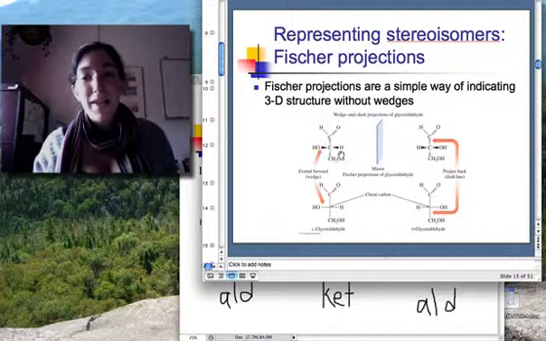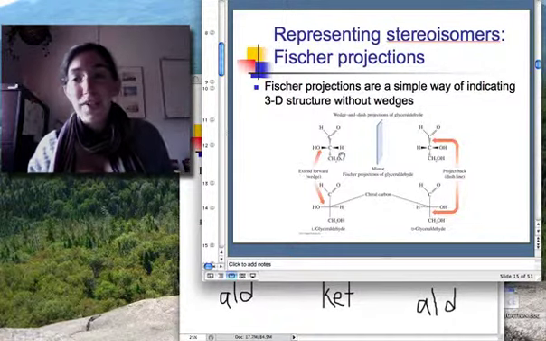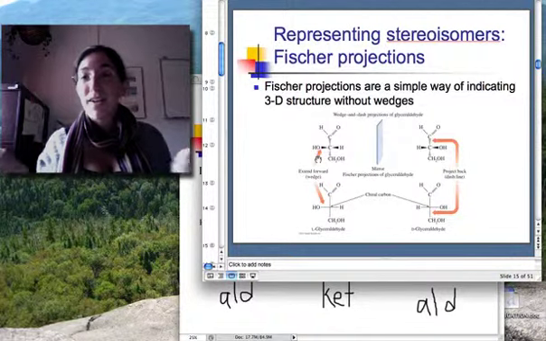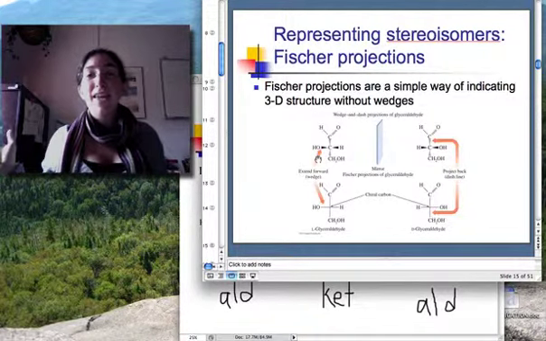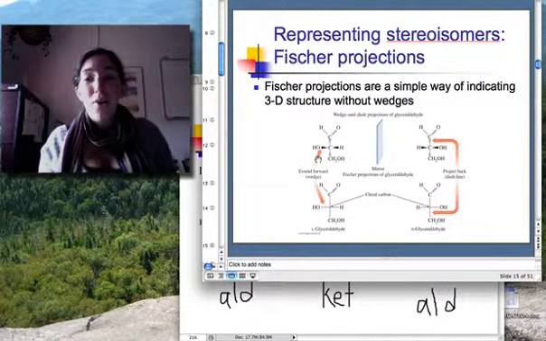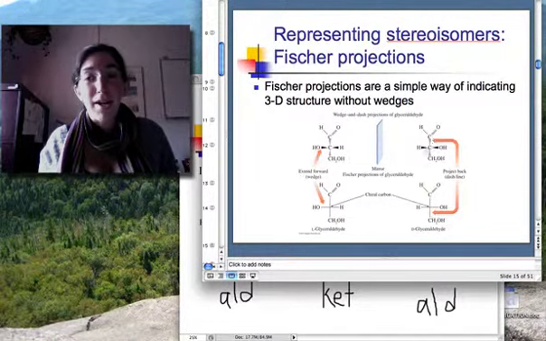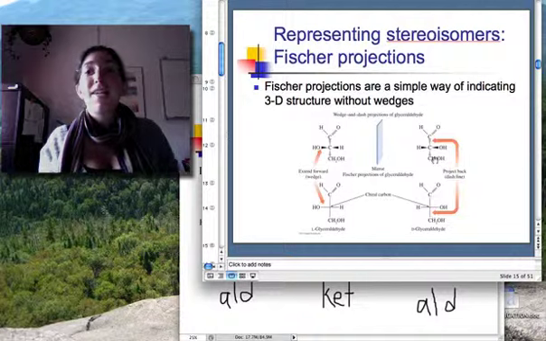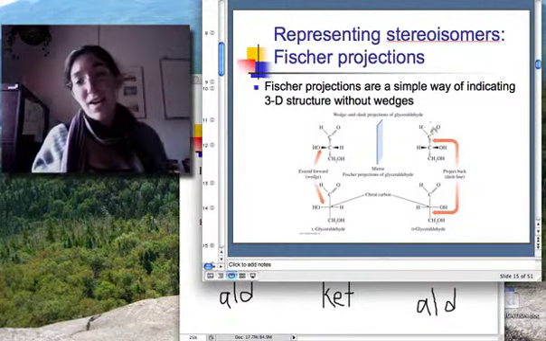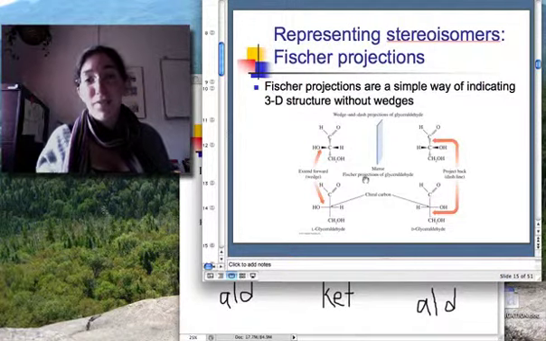So one way is to use these wedge and dash drawings. The wedges are the dark colored filled in ones, and they indicate that something is coming out of the page at you, whereas these little dashed markers are supposed to indicate that something's going back into the page, behind the page. It's a way to indicate the three-dimensional structure.